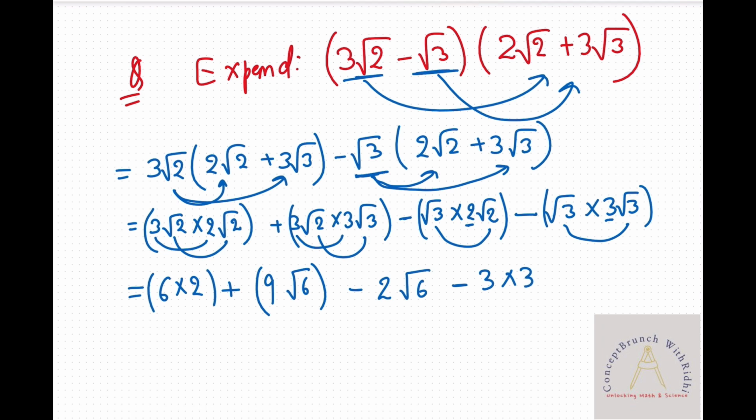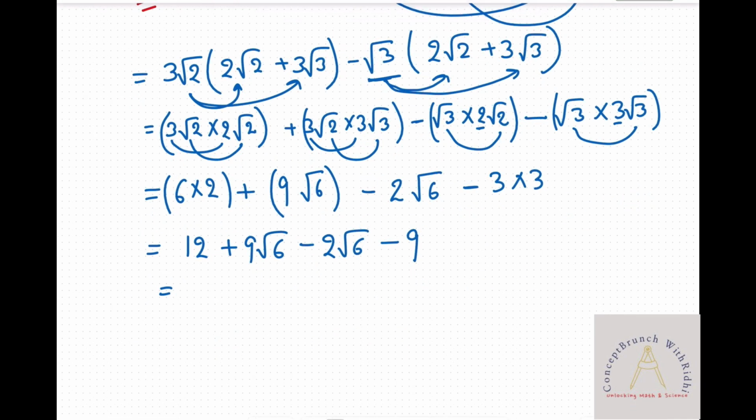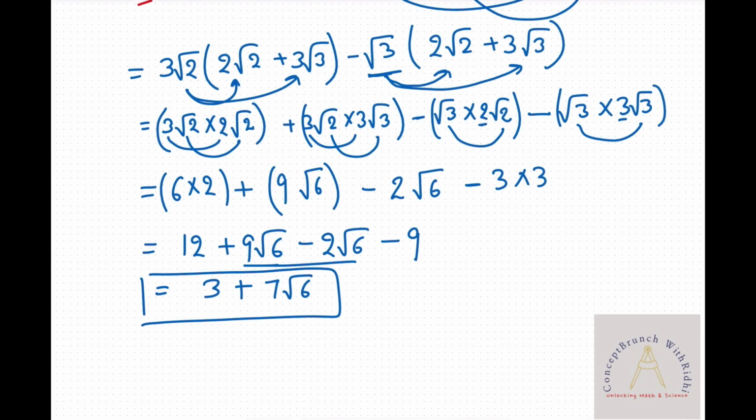Next. 12 plus 9 root 6 minus 2 root 6 minus 9. So the answer is 12 minus 9 is 3, plus 9 root 6 minus 2 root 6 is 7 root 6. 3 plus 7 root 6 is the final answer. If you didn't understand, replay this question again.